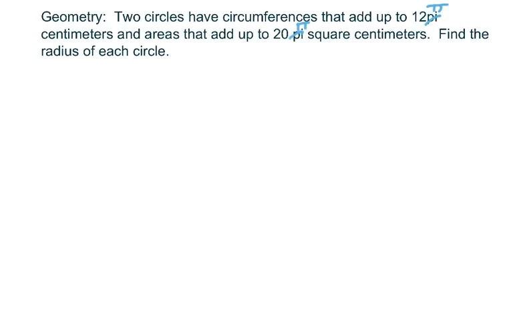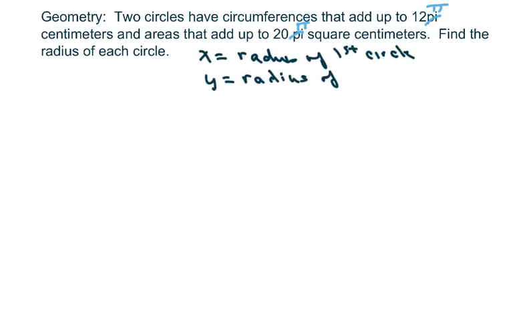So we're going to let x equal the radius of the first circle, and we're going to let y equal the radius of the second circle. And then we're going to set up our equations.